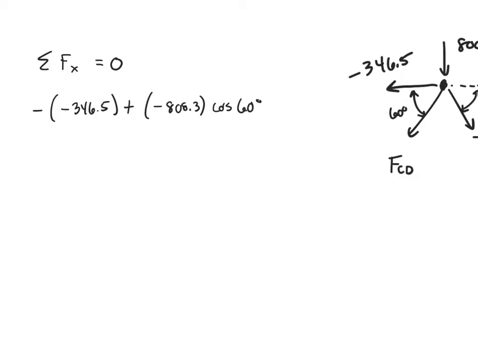And then finally, FCD is pulling to the left, right? FCD is pulling to the left. So when we look at FCD here, we're going to put a minus for that, and that'll be minus FCD, and again, cosine 60 for that one, because the angle on both sides is 60 degrees. And the sum of all those forces equals 0.